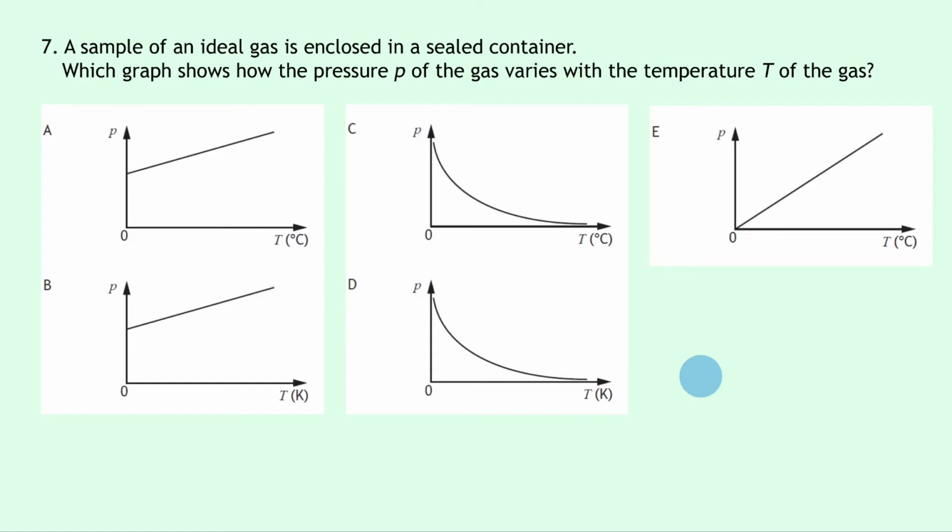are directly proportional. However, this only holds, remember, when temperature is measured in Kelvin. So E would be the correct graph. However, notice that temperature is measured in degrees Celsius there, not in Kelvin. So that is not going to be my answer here. If that was in Kelvin, then that would be a correct graph.